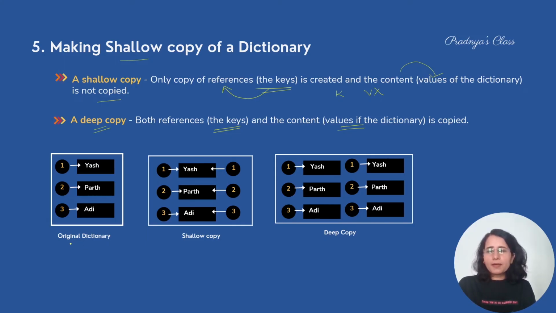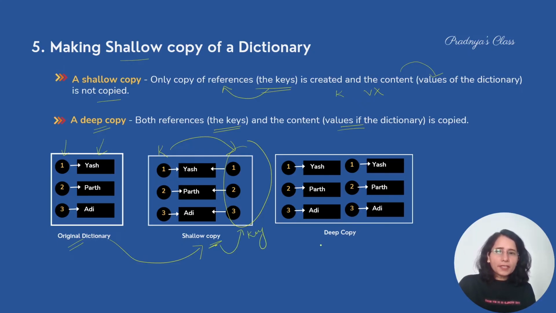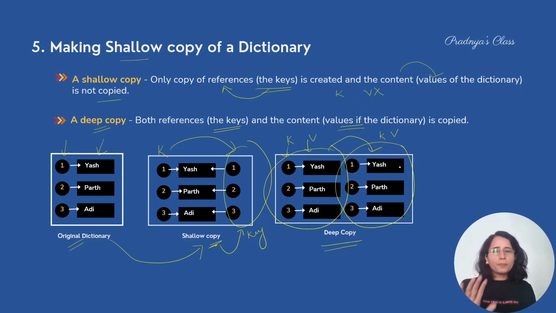So let's consider one example. Here is an original dictionary having some numbers as keys and some names as their values. When we create the shallow copy, you can see here only keys are copied. These are the original keys which got copied. So in shallow copy, only keys will get copied. But in deep copy, both keys and values will get copied. So this was the original dictionary we had and we created the deep copy. In the deep copy you can see keys and values both got copied.